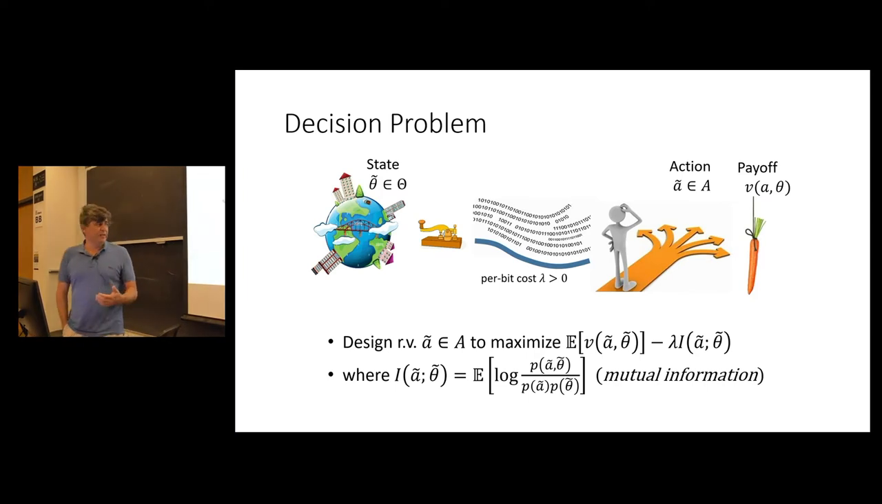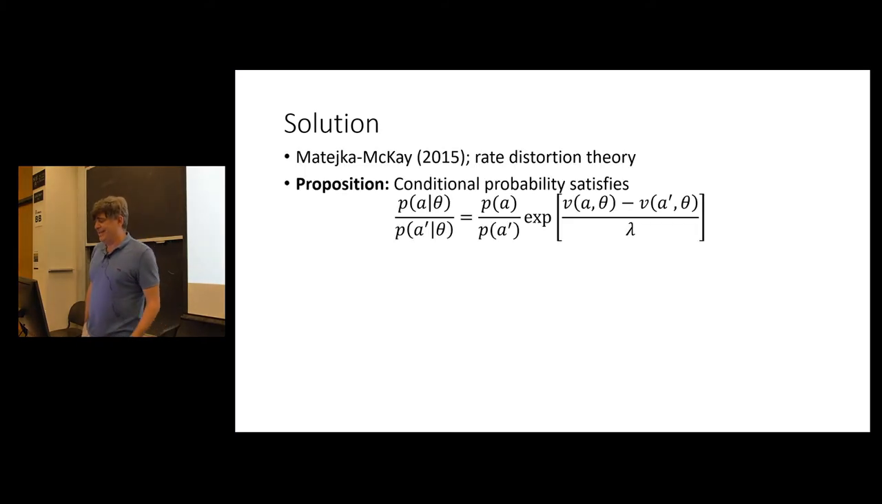Another way to define it is the expected entropy reduction between your prior beliefs and posterior beliefs about the state, conditional on the decision. Okay, so what's the solution to this problem? As I said, it is well known by this point. I think it was derived actually several times, because rate distortion theory is another place where this problem comes up.